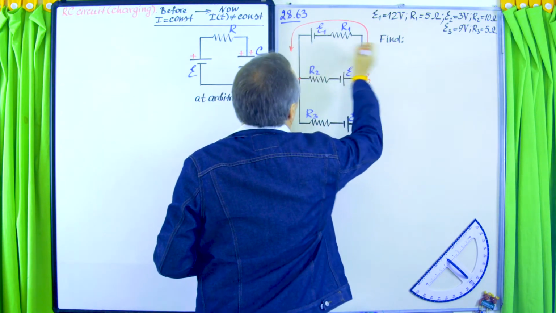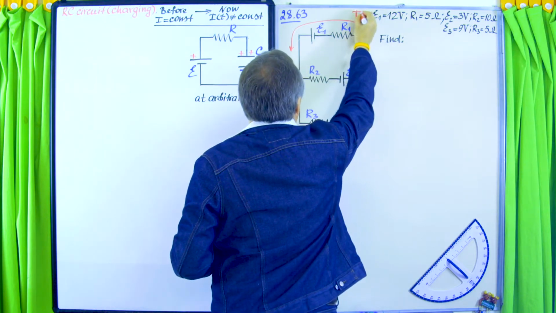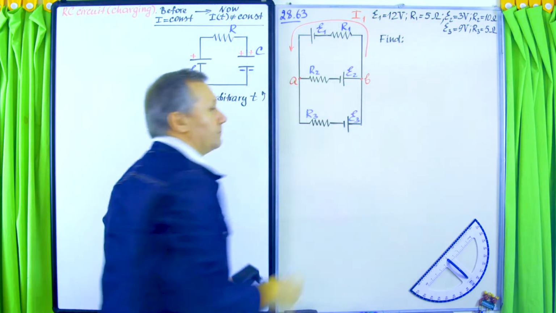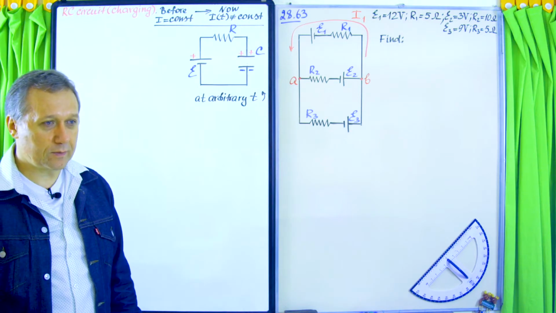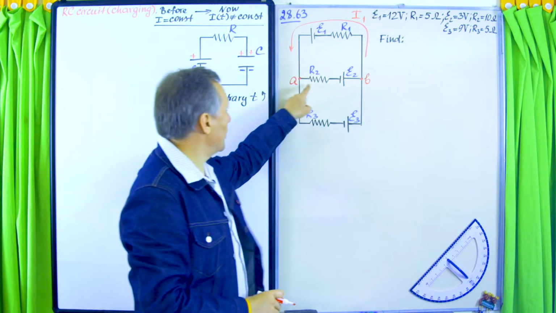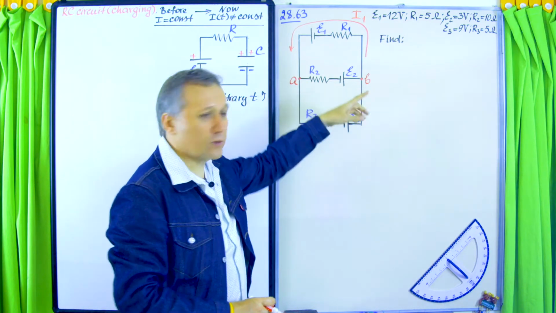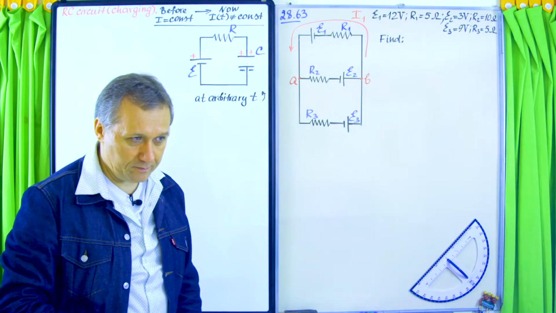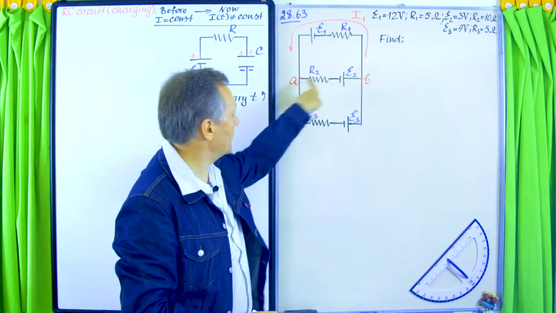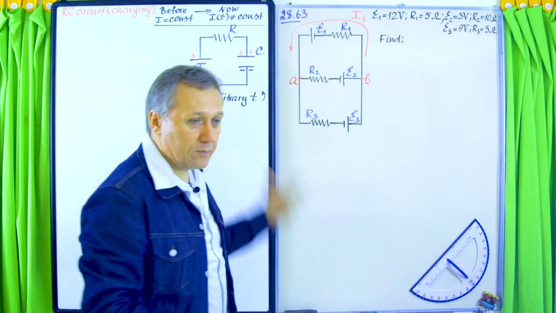So this will be my current I sub 1. So I pick counterclockwise. Then, of course, again, now between A and B in this part of the circuit, again, current must be the same. Because, again, there are no junction points between A and B.